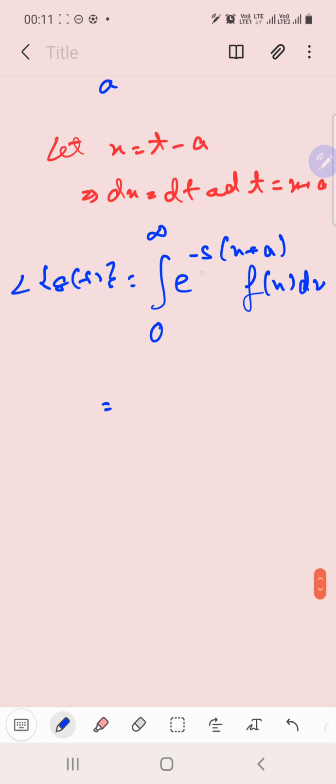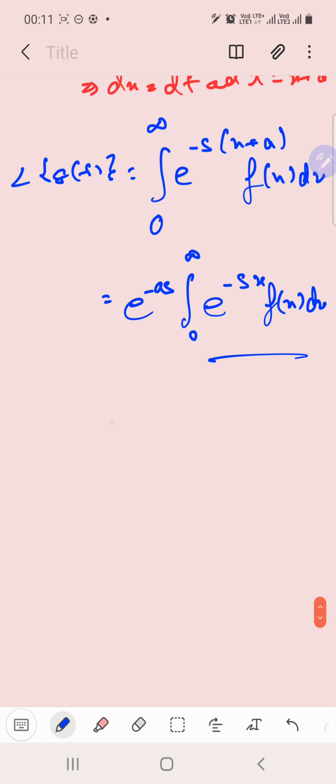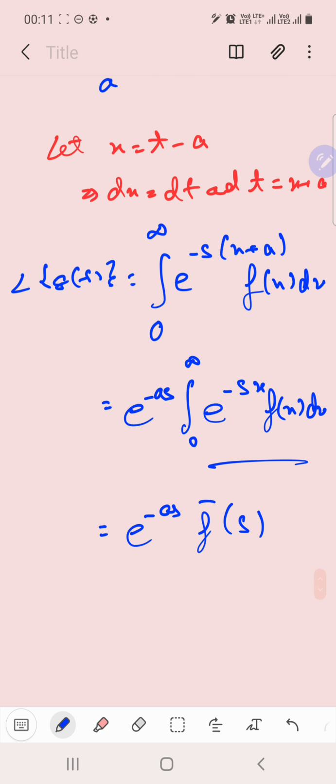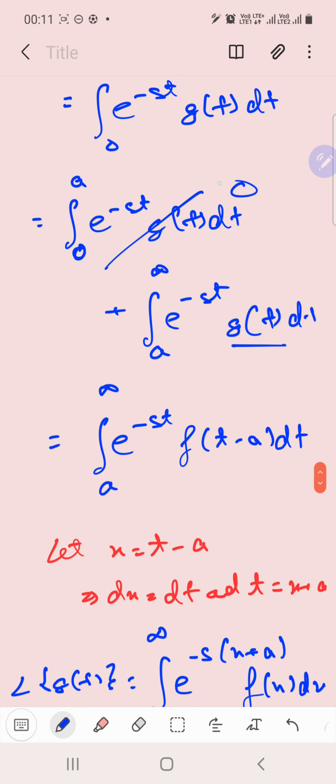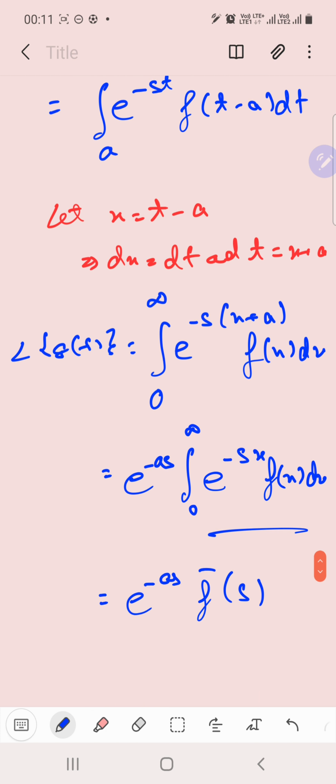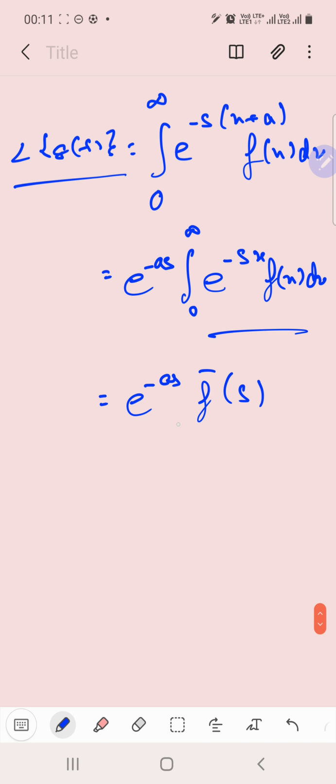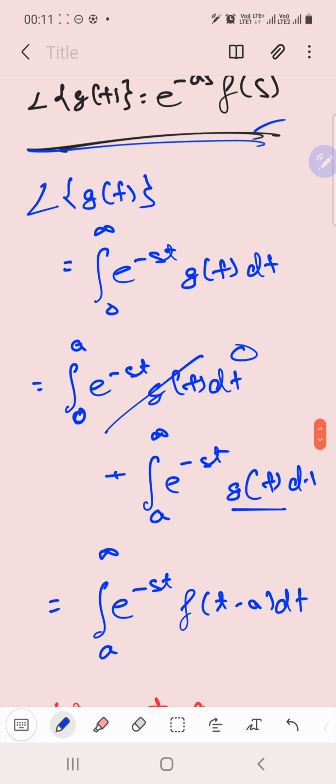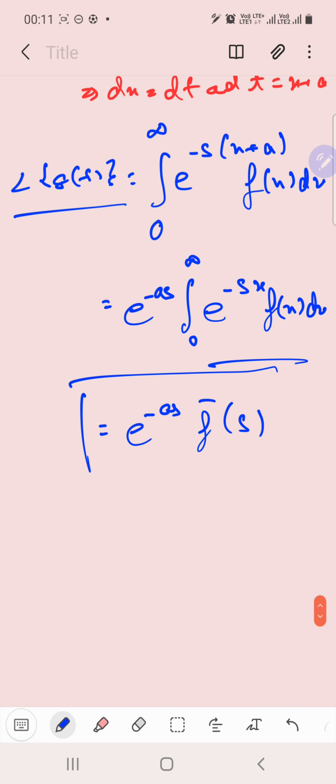So this can be written as, e to the power minus as can be taken outside, so e to the power minus as integration 0 to infinity e to the power minus sx f(x) dx. What is this? Nothing but f bar(s), so e to the power minus as, this is f bar(s). This was only our theorem to be proved, right? So Laplace transform of g(t) is e to the power minus as f bar(s). Got it? So this is your second shifting property.